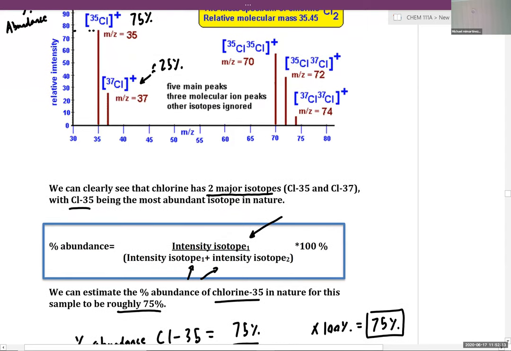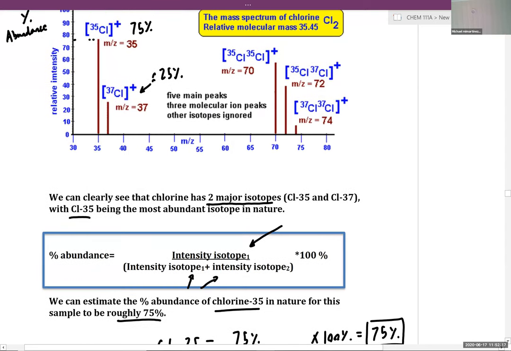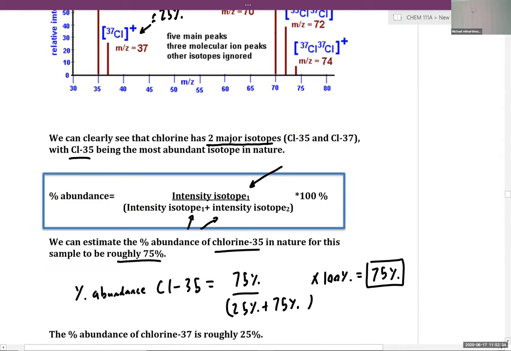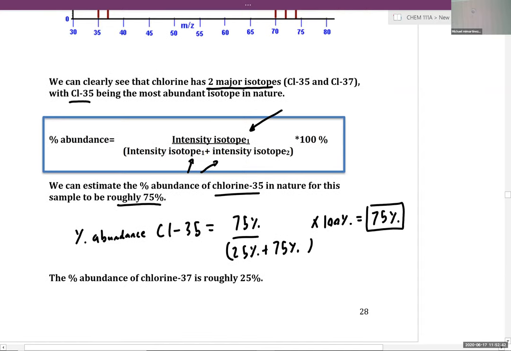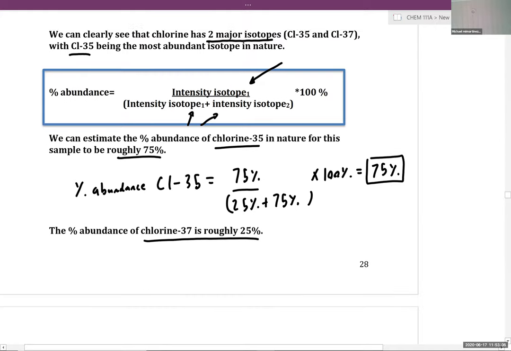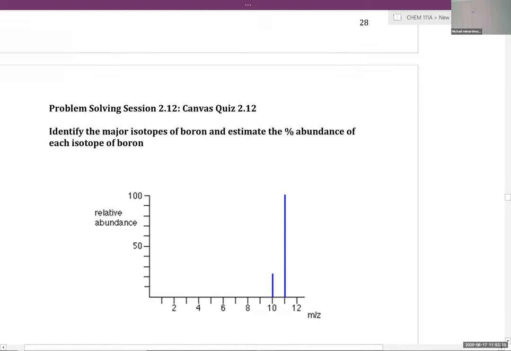And we can see that visually, right? Does everyone notice how we have roughly 3 times the amount of chlorine 35? Does everyone notice how the peak is about 3 times as large? So what this is saying is in nature, 75% of all of our chlorine atoms will be chlorine 35. And likewise, the percent abundance of chlorine 37 is about 25% using a similar equation. So now that we understand how to read these mass spectrometry outputs and how to use the relative intensity to estimate percent abundance, let's try to apply this idea to another example.